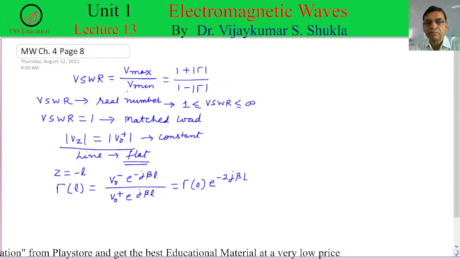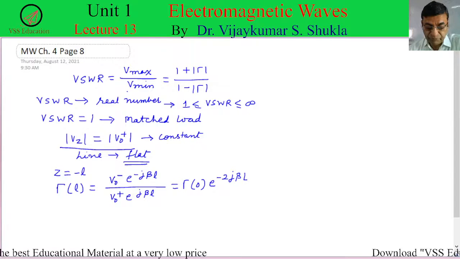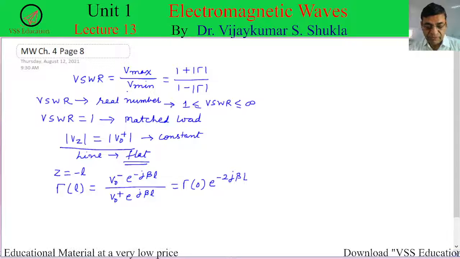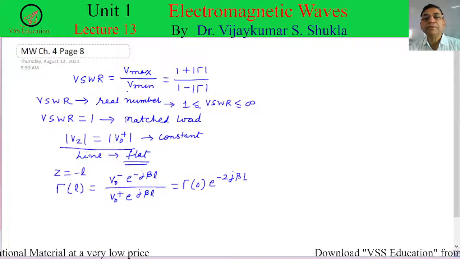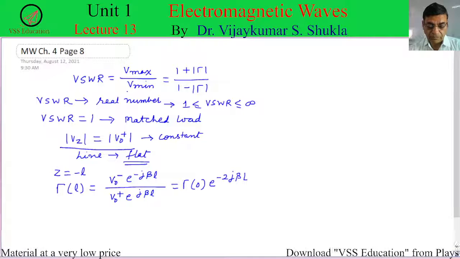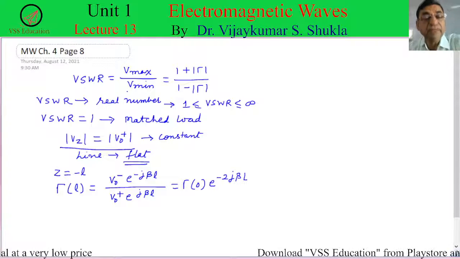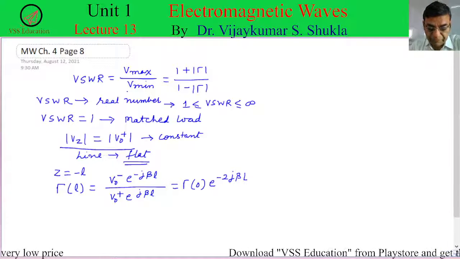Okay. So in the last lecture, we talked about standing waves, then voltage standing wave ratio. All right. So we have seen that when there is no reflected wave, in that case, gamma is equal to 0. That is one thing we have seen.